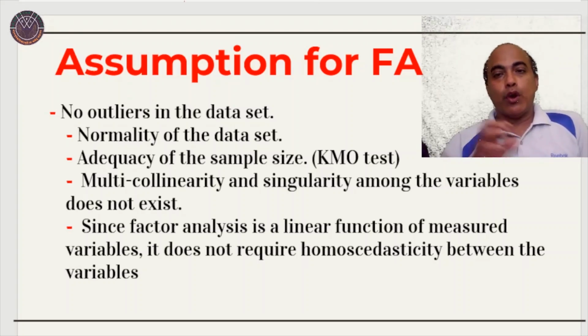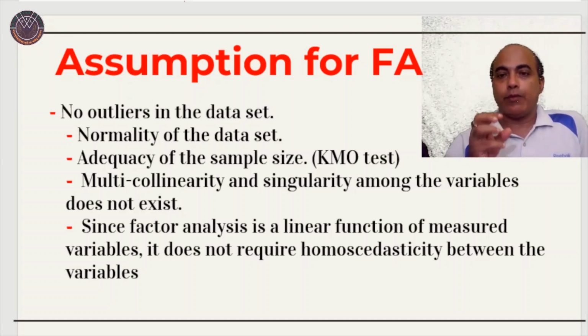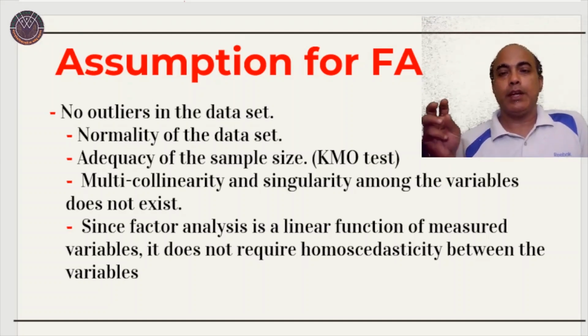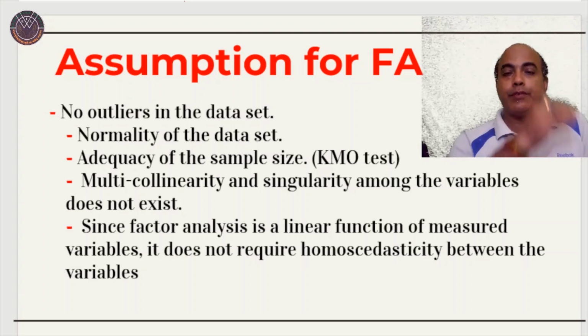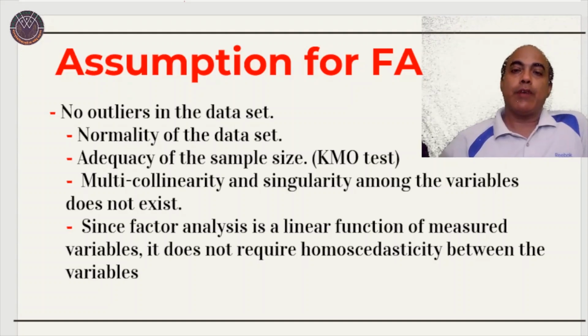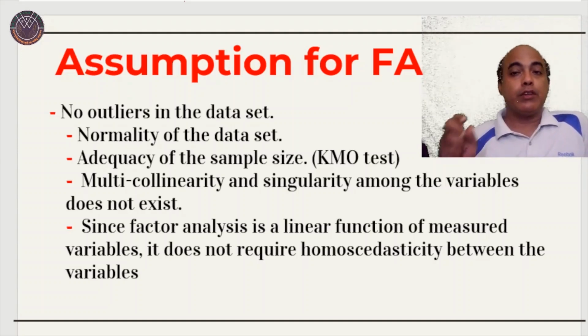So it is not required that different sets of items or different sets of variables should have equal variances in different groups of variables. So that condition is not required because different factors will add up to give that particular observed variable. So homoscedasticity is not required.